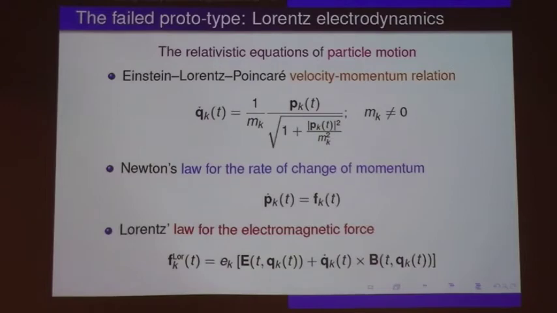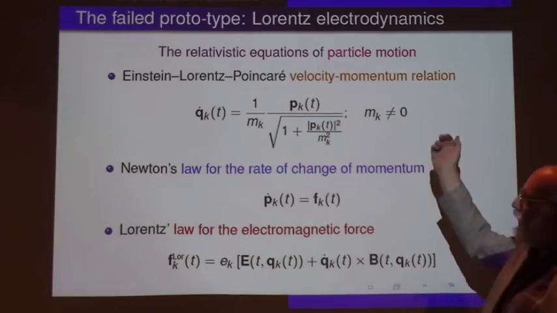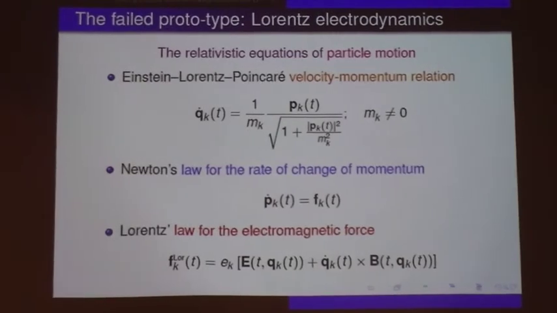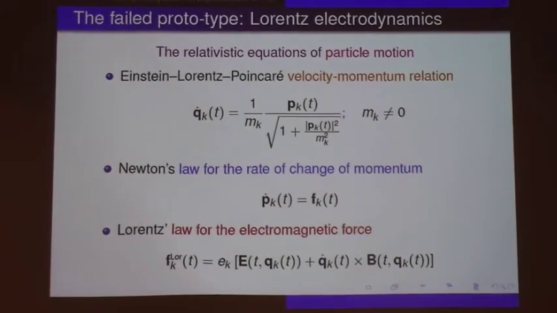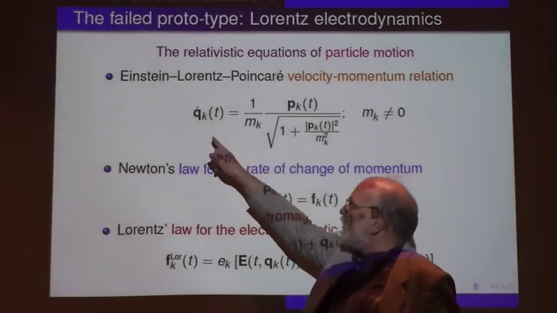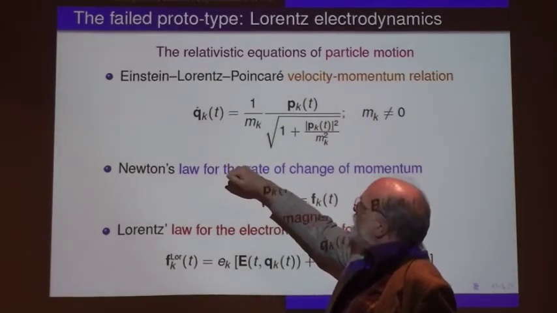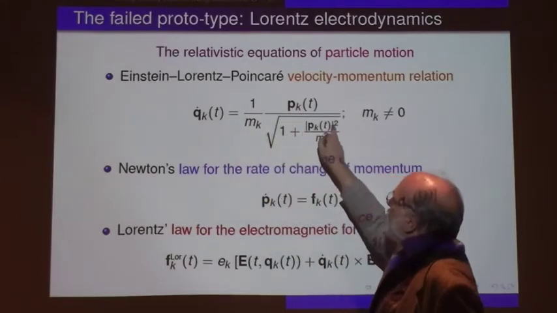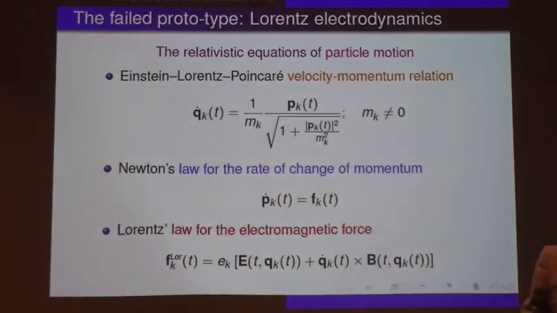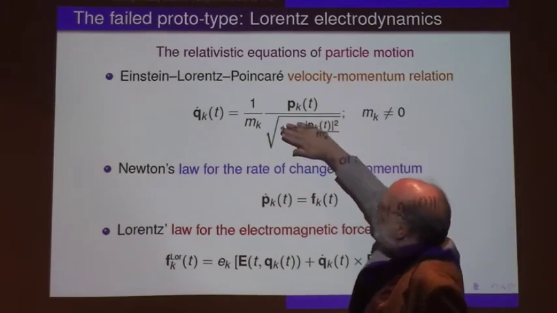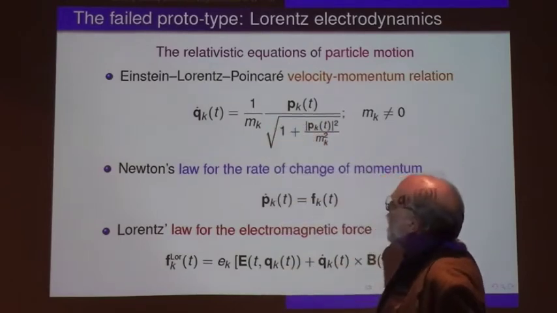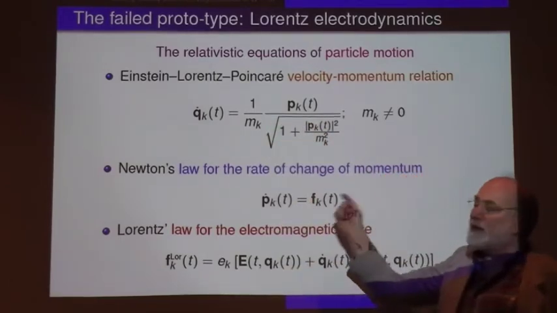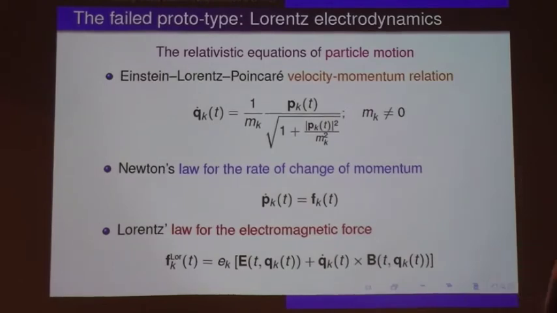The relativistic equations of particle motion have been proposed by Einstein, Lorentz, and Poincare, roughly at the same time. And what you see here is a statement that the velocity of a particle, the time derivative of position, of course, is 1 over the mass times the momentum divided by square root of 1 plus the square of the momentum, and then there's a square. You can see the speed of light is 1 in my lecture here. So that is a relation that Newton didn't know about. For Newton, this was without the square root. But Newton's law for the rate of change of momentum is still being used, right?